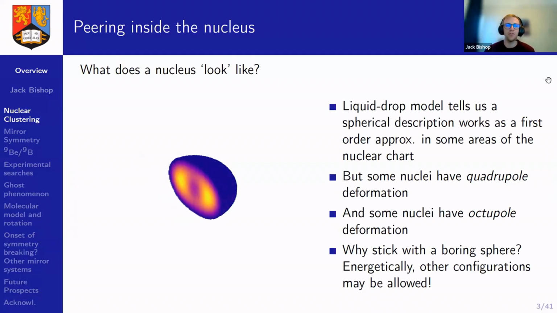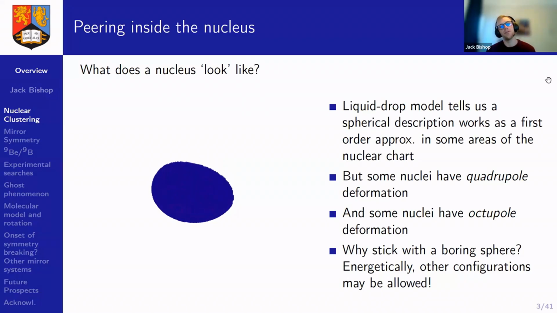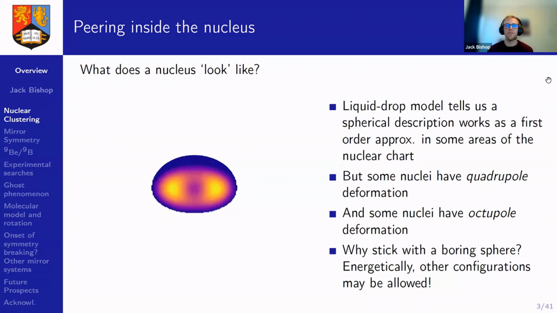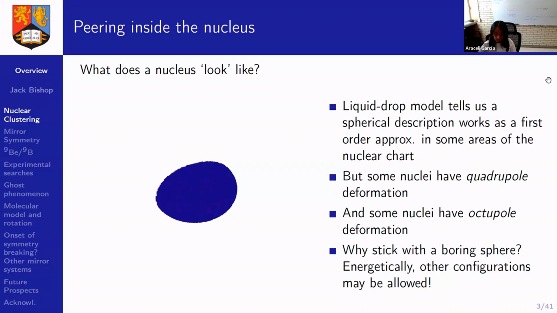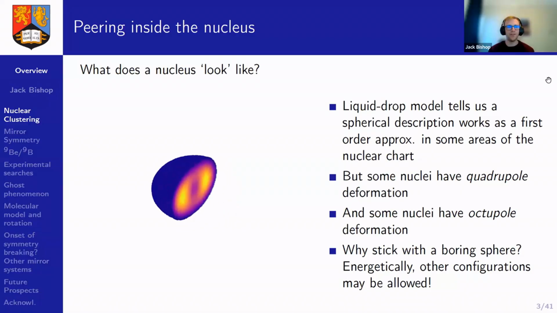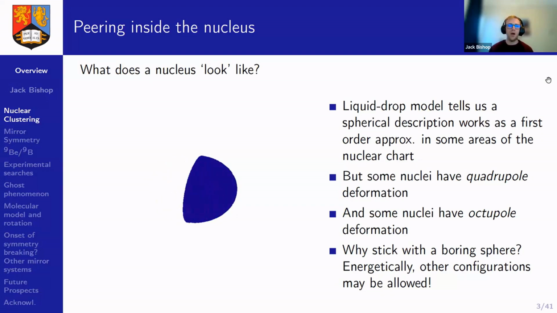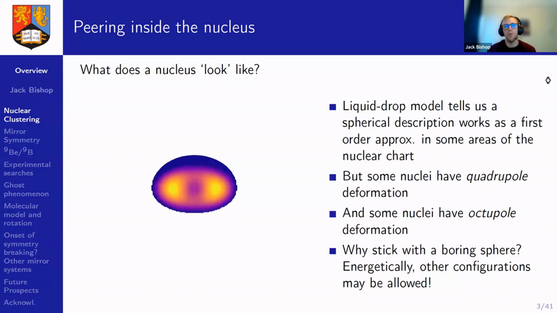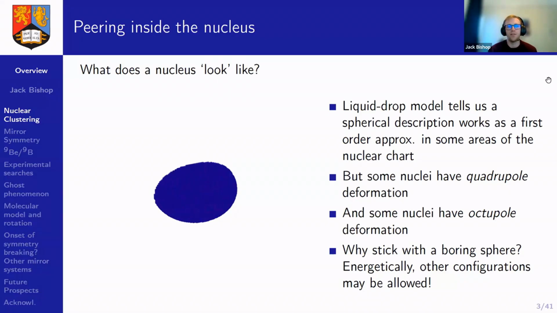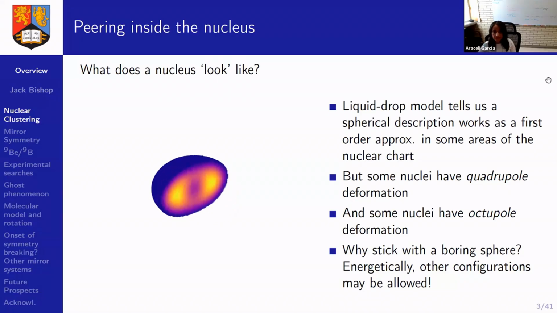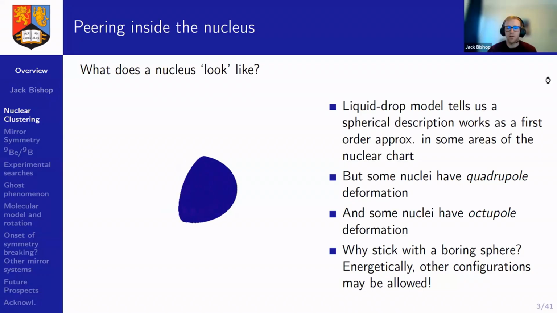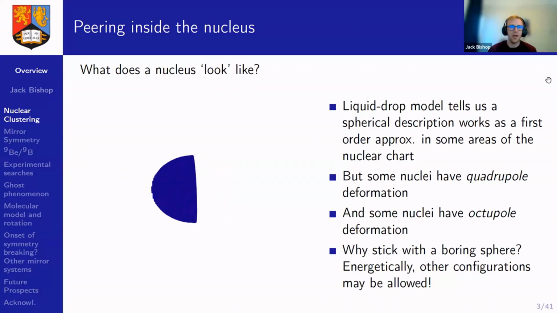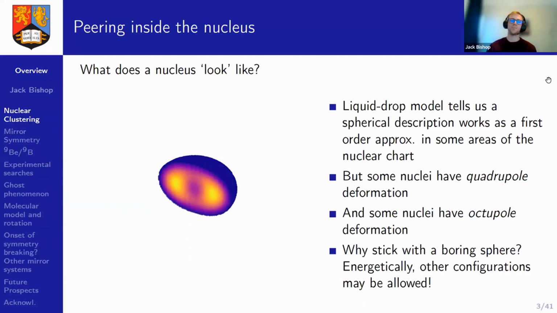areas of the nuclear chart, but actually the majority of nuclei are not spherical at all. So what we see is that some nuclei have this quadrupole deformation, so they can be a bit like the Earth and all of us this time of year, we're a little bit fatter around the middle, or they can be squashed down into a rugby ball shape. And actually some nuclei are even more interesting than that. You can have octupole deformation, where it's starting to look a little bit more like a snowman. But really the take-home message here is, we don't have to stick with this boring sphere. Energetically, there are other configurations that may be allowed that will actually exist inside of the nucleus.